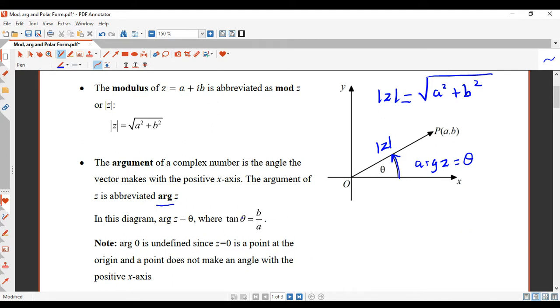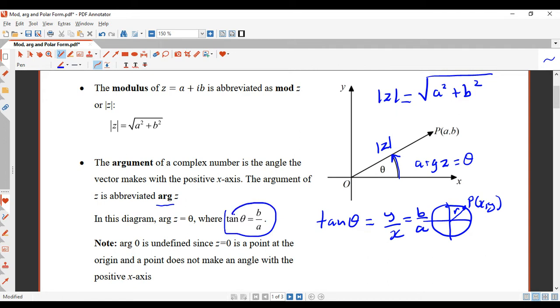Now, another thing we can deduce is that tan theta is equal to b on a, because by definition tan theta is equal to y over x. When you're thinking of a circle, think back to trigonometry, there's some point on the circle of radius r, for example, and tan theta is y on x. So in this case, y is b and x is a. So tan theta is equal to b on a, and that's how we work out what theta is.